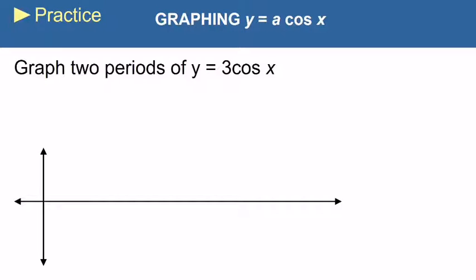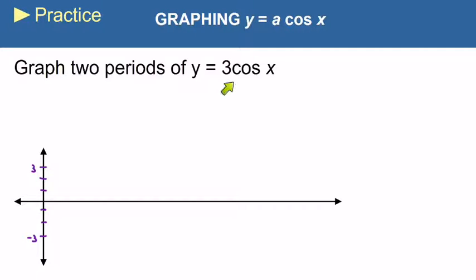Okay, now in this example, we're just going to practice graphing y equals 3 cosine x. So the first thing we need to do is label our axes. Always do the axes first. In this case, we can see that amplitude needs to be 3, so let's label our y-axis up to 3 and down to negative 3. And then let's do our horizontal axis.